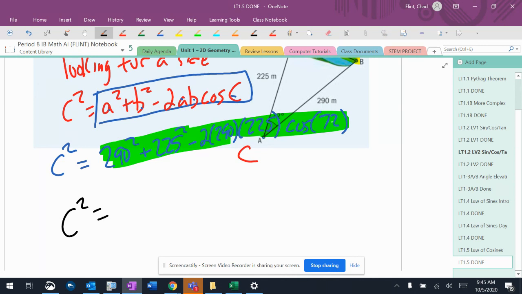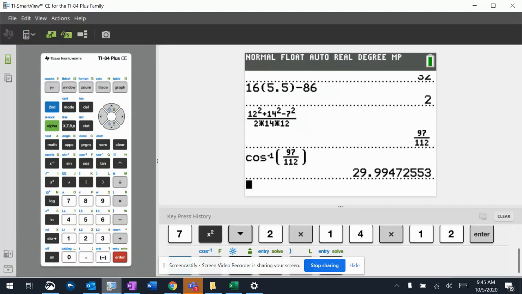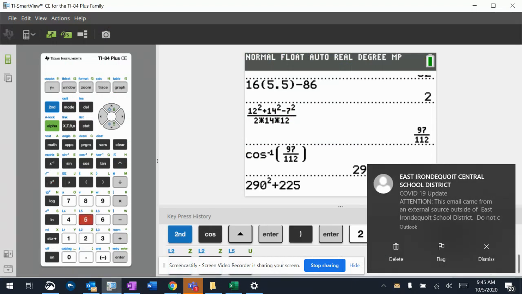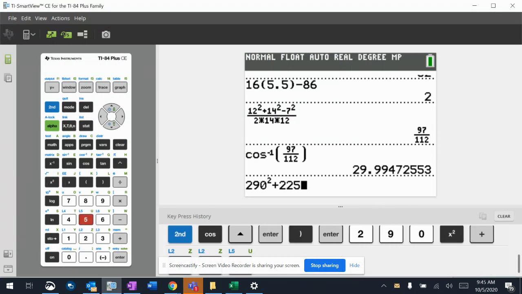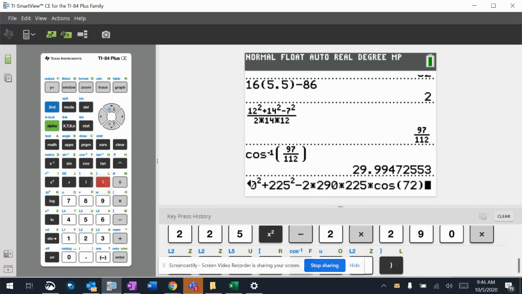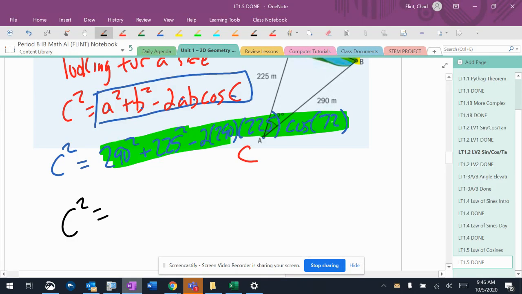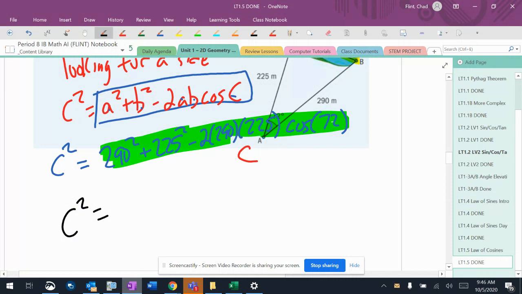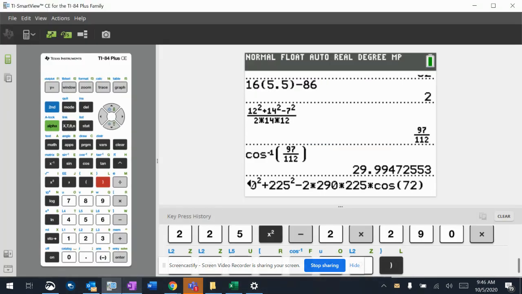So I'm going to have C squared equals, and I'm just going to have a number right here. So in my calculator, I'm going to do 290 squared plus 225 squared minus 2 times 290 times 225 times cosine of 72. Whenever you're typing this many things into the calculator, double check it. 290 squared, 225 squared, 2 times 290 times 225 cosine 72. So I have everything there.